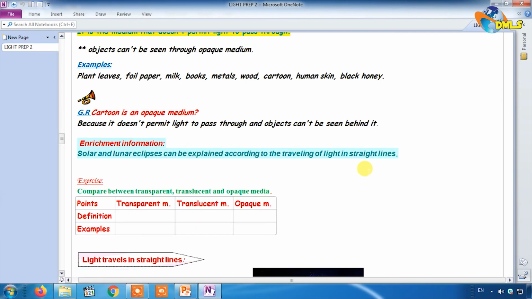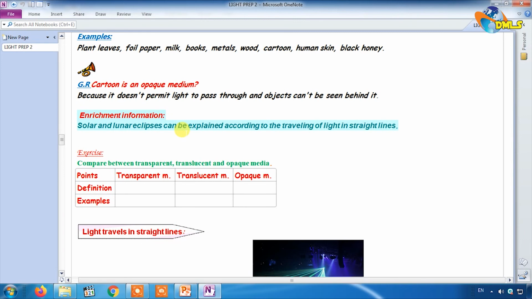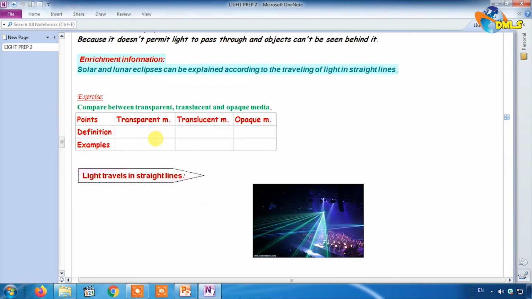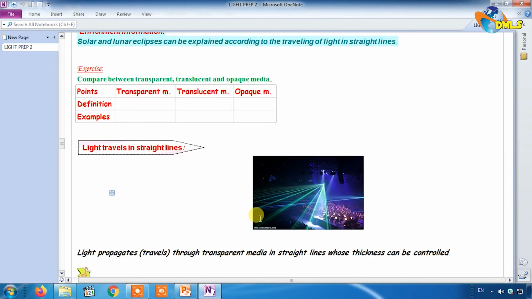Okay, then we have a give reason. Carton or any type of these things is an opaque medium. Why? Excellent. Because it doesn't permit light to pass through and objects can't be seen behind it. Good. We have enrichment information: solar and lunar eclipse, which you took in Prime 6, can be explained according to the traveling of light in a straight line. So light travels in a straight line like here.